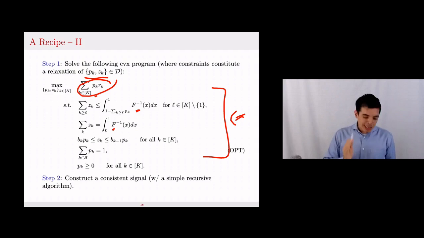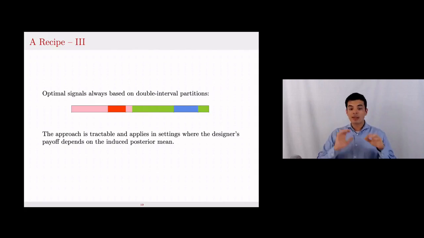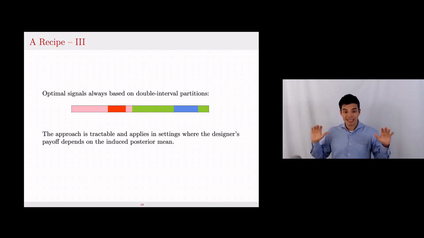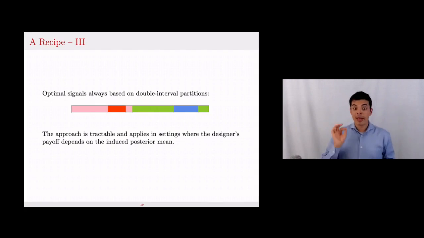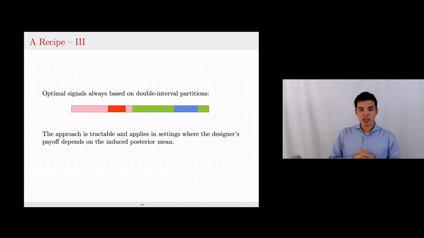It turns out that there is a simple recursive algorithm, a tractable algorithm that allows for constructing the optimal signal. And it turns out that the optimal signal always has a simple structure, which I refer to as a double interval structure. So in this picture, I'm trying to illustrate what I mean by the double interval structure.